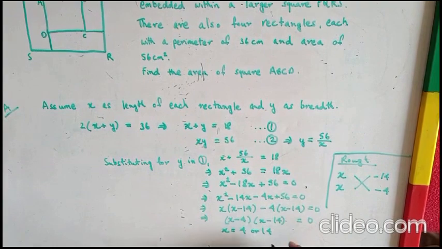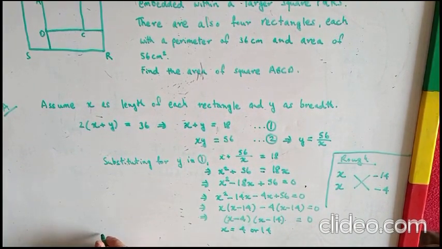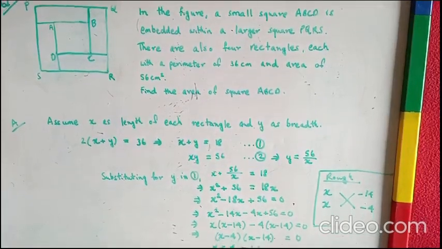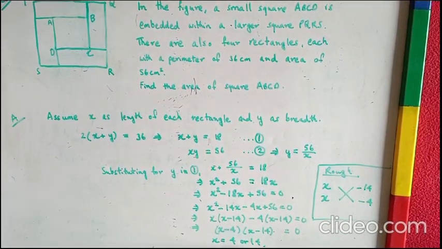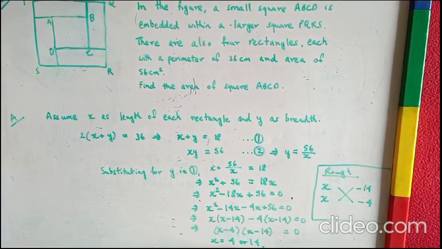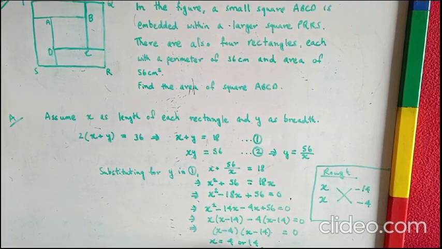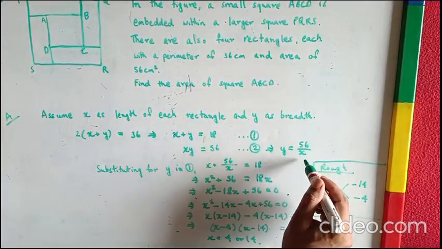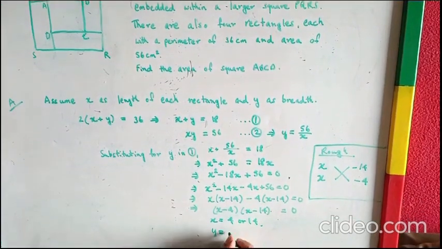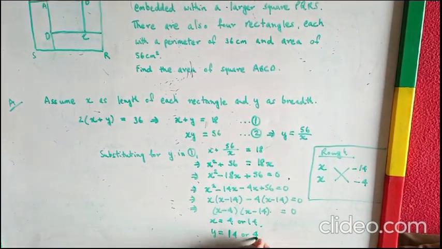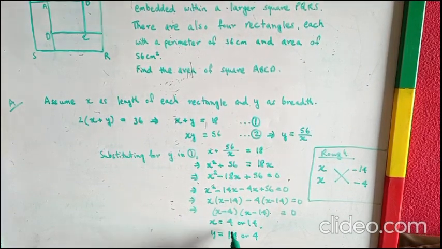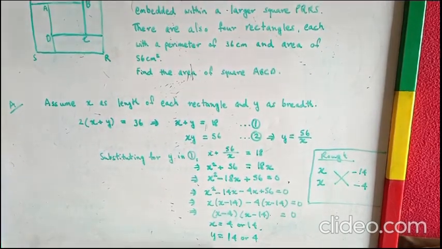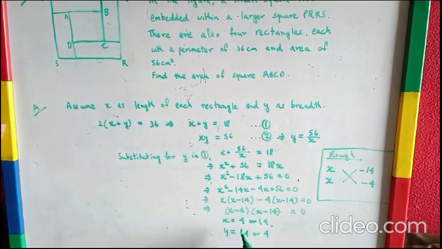So basically the length and the breadth of the rectangle are 14 centimeters and 4 centimeters, so x is equal to 4 or 14, which is the length of the side on these rectangles. Similarly, if x is equal to 4 or 14, y, which we know as 56 by x, will be equal to 14 or 4, right? So these two numbers are similar. What does that mean? That length of each rectangle will be 14 and breadth will be 4.